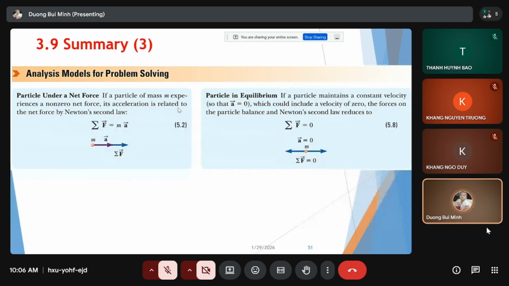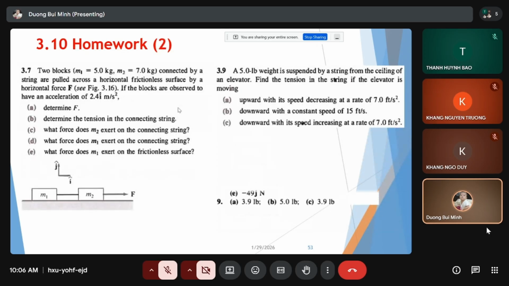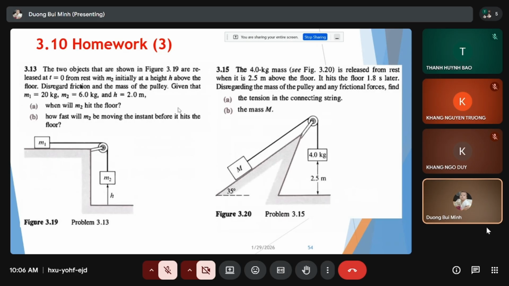I hope you enjoyed it. So we have homework. Some homework has references, some doesn't. So you need to discuss with your friends how to answer this.